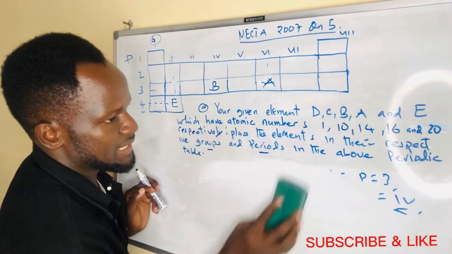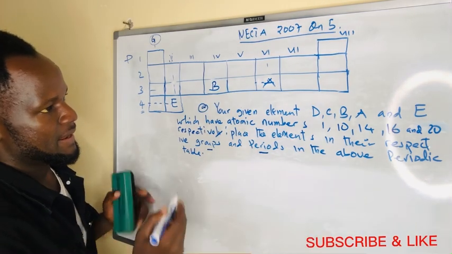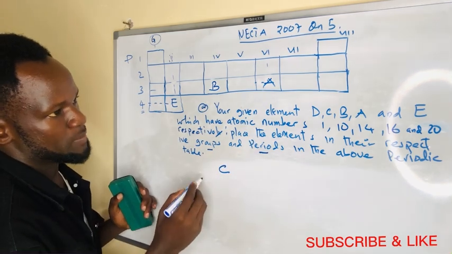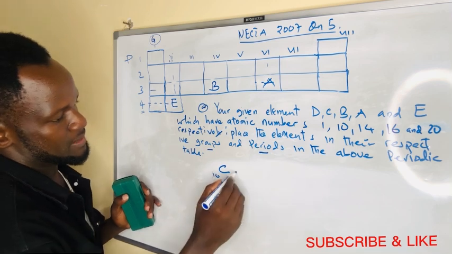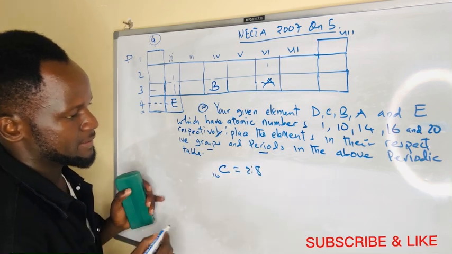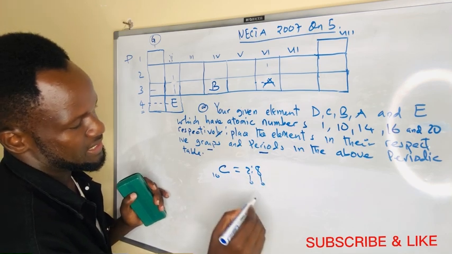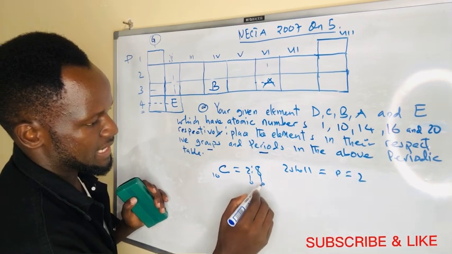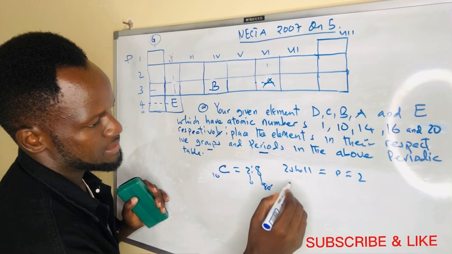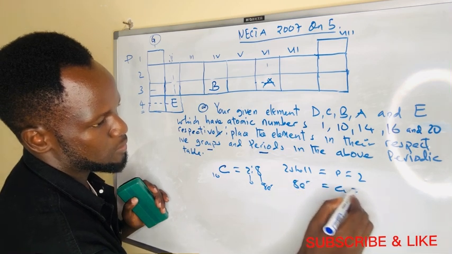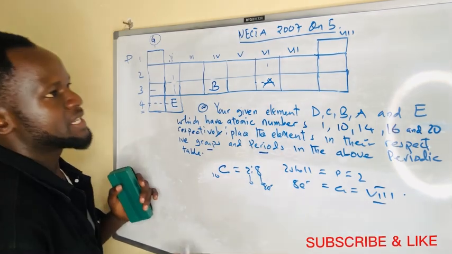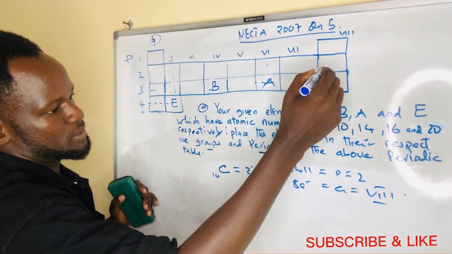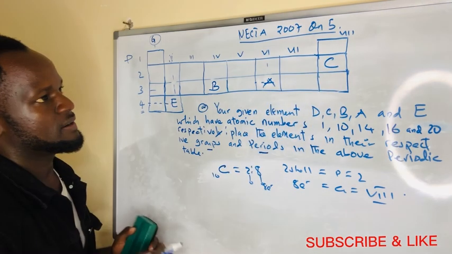Then let's see the group and the period of letter C, which has the atomic number of 10. So 10 is 2, 8. How many shells? First shell, second shell, so 2 shells, which means period 2. The outermost shell carries 8 electrons, so 8 electrons represent group number 8. Group 8 is here and period 2 is here, so we are supposed to put letter C over there.